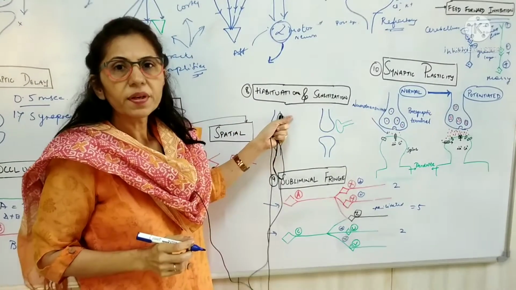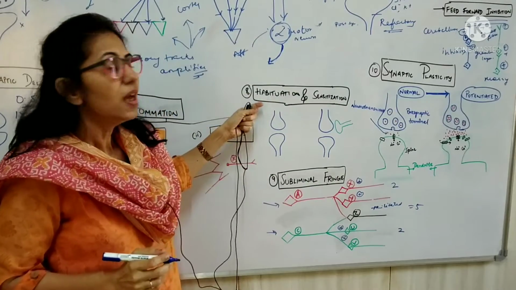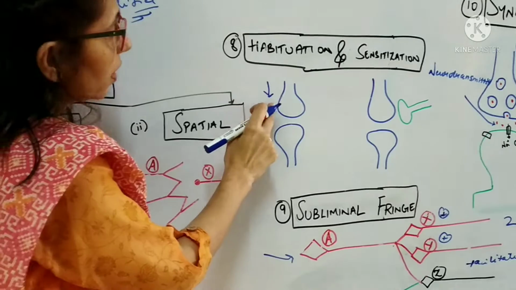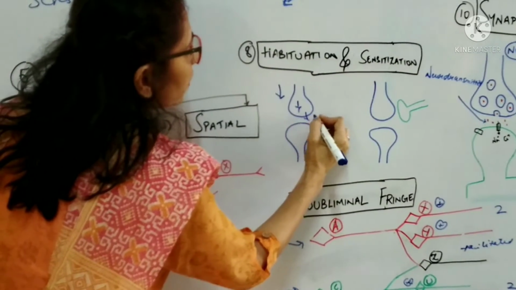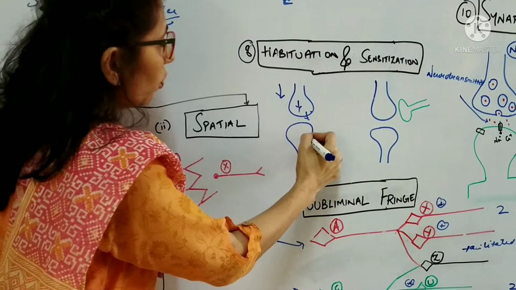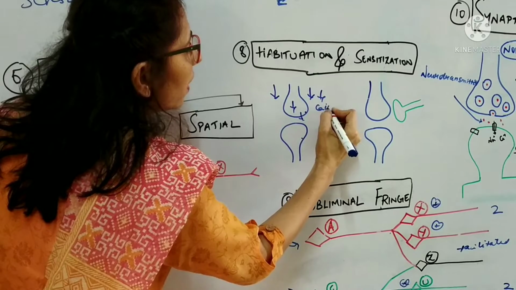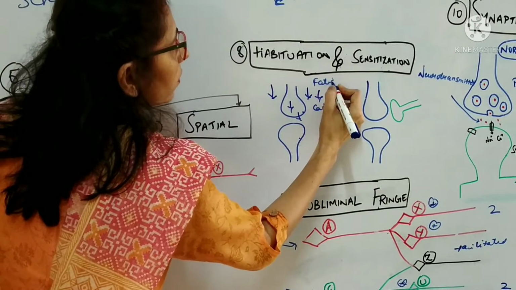So now the next property is habituation and sensitization. First we will see what is habituation. Habituation is when we repeatedly stimulate this neuron. What will happen? There is decrease in the amount of neurotransmitter which is released from the presynaptic terminal to the postsynaptic terminal. So there will be decrease in the response, there will be decrease in the calcium influx. So there is a fatigue of the neuron.